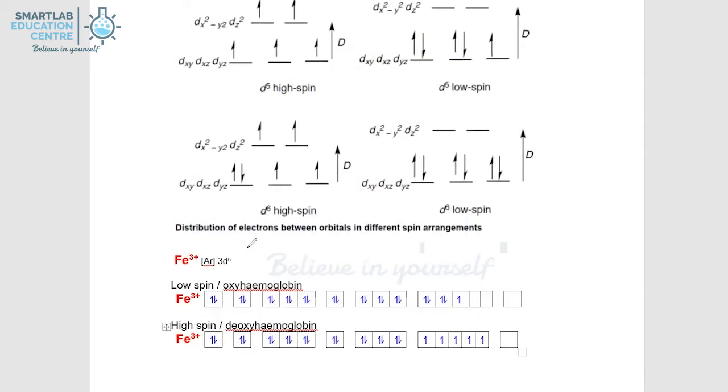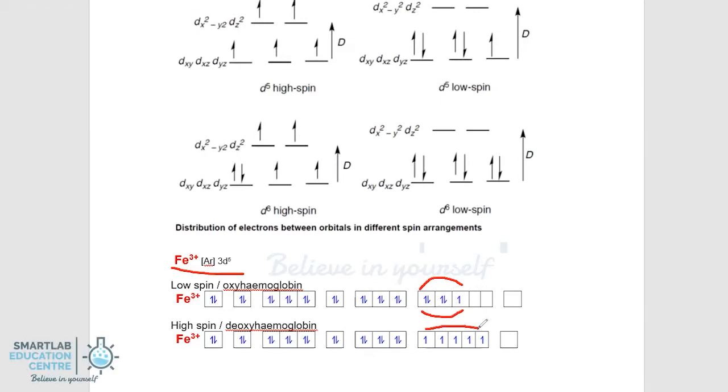Let's now take a look at another example, Fe3+. Fe3+ has an electronic configuration as such. So in the 3d orbitals, there are 5 electrons. In the case of a low spin, we will pack all the 5 electrons in 3 orbitals, whereby one of the orbitals is half filled. The other 2 are fully filled. In the case of high spin, all the 5 electrons are singly occupied.